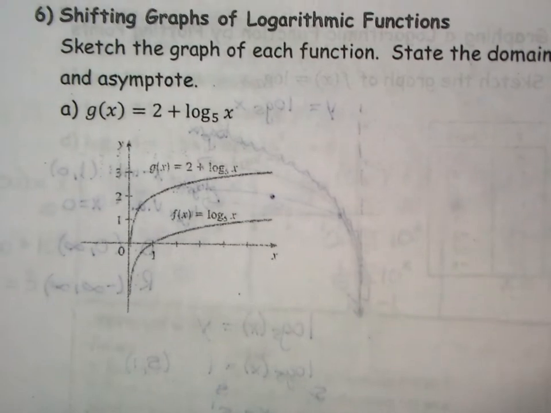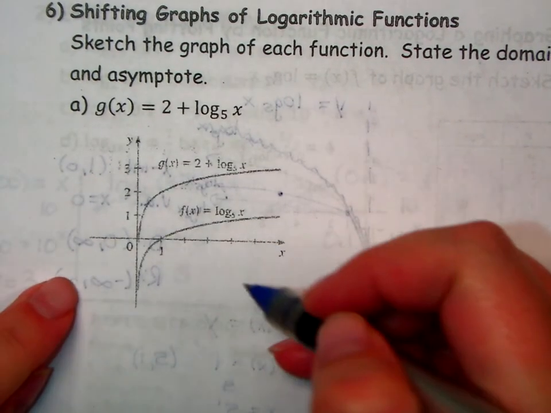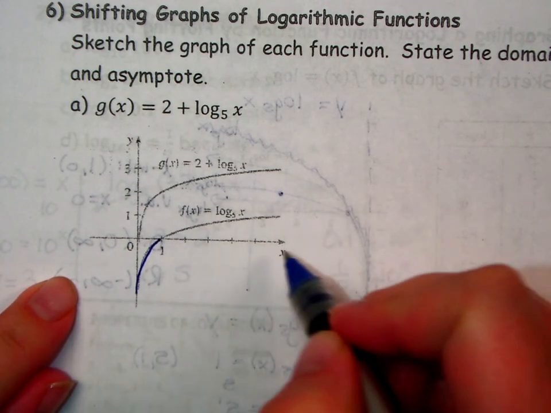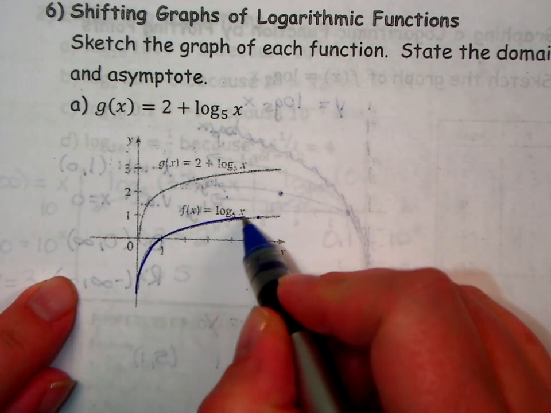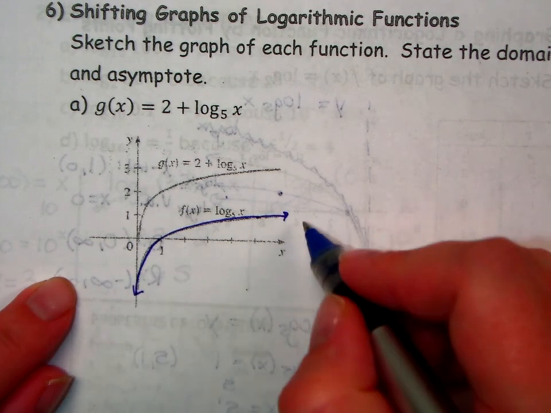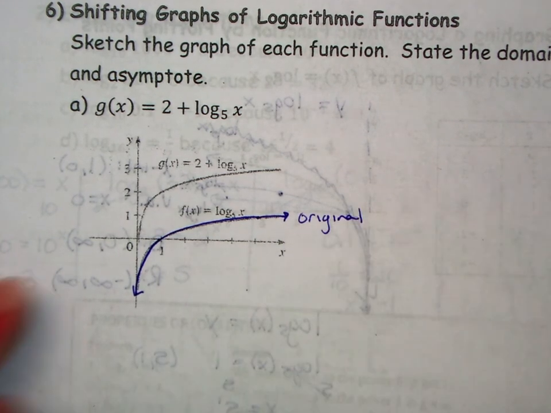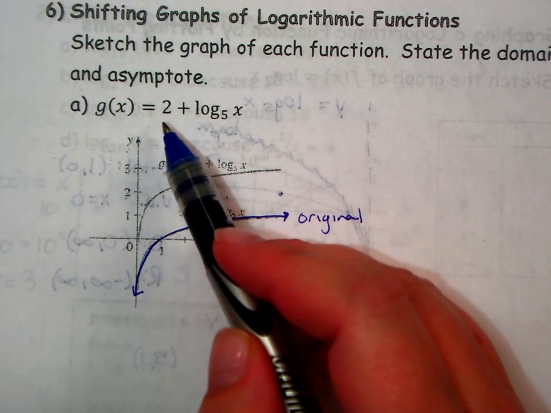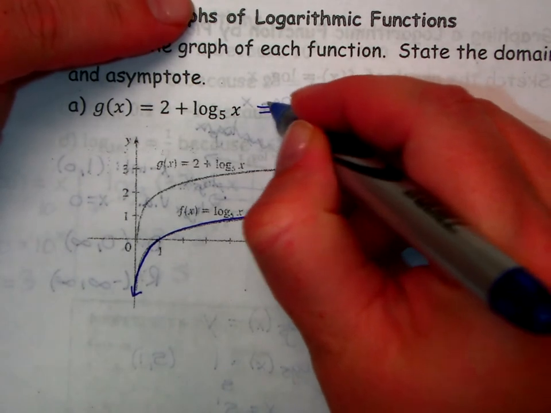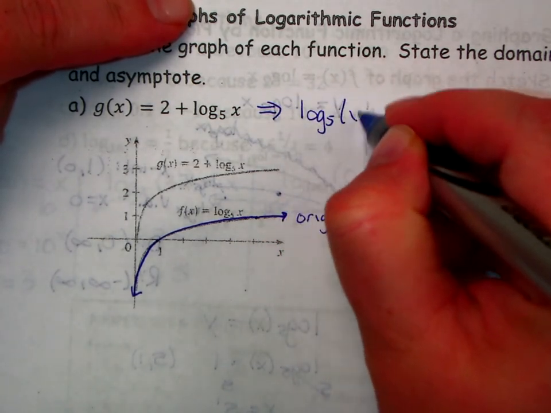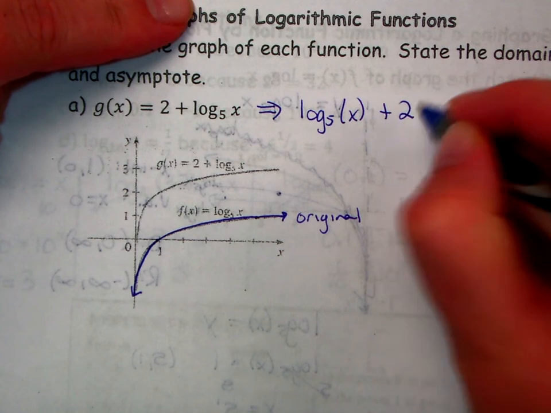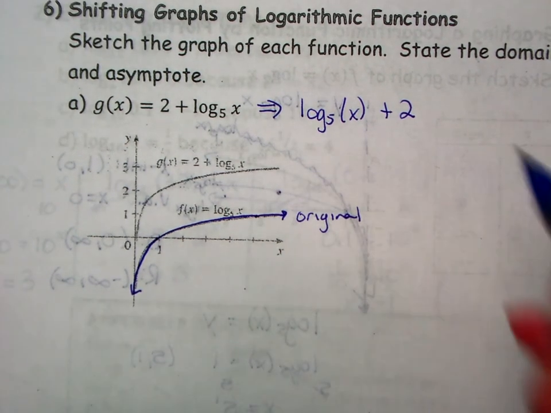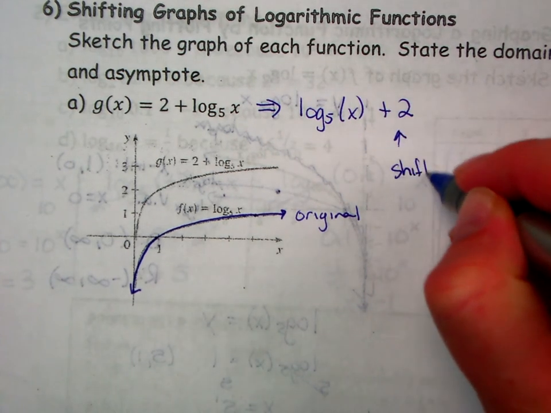All right, so now we're going to look at a shift. Okay, so again, this is log base 5. Okay, so it's going to go through 1, 0. It's going to go through 5, 1. Here's our original. Right? So if I did 2 plus log base 5, this 2 is being added to the outside. So sometimes it's better to think of this as log base 5 plus 2, where the plus 2 is the last part of the function. So we're taking the function and adding 2 to it. So this is a shift up.